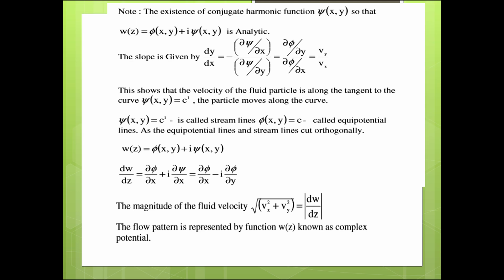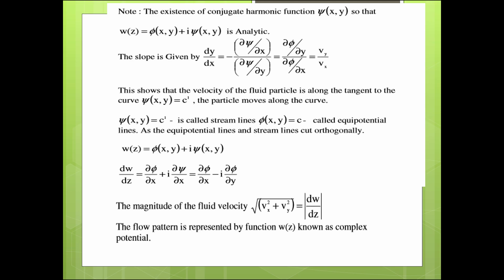ψ(x, y) = c is called the streamlines. φ(x, y) = c is called the equipotential lines. As the equipotential lines and the streamlines cut orthogonally, dw/dz equals ∂φ/∂x plus i ∂ψ/∂x, that is also equal to ∂φ/∂x minus i ∂φ/∂y. The magnitude of the velocity equals root of Vx square plus Vy square, that is the modulus of dW/dz.